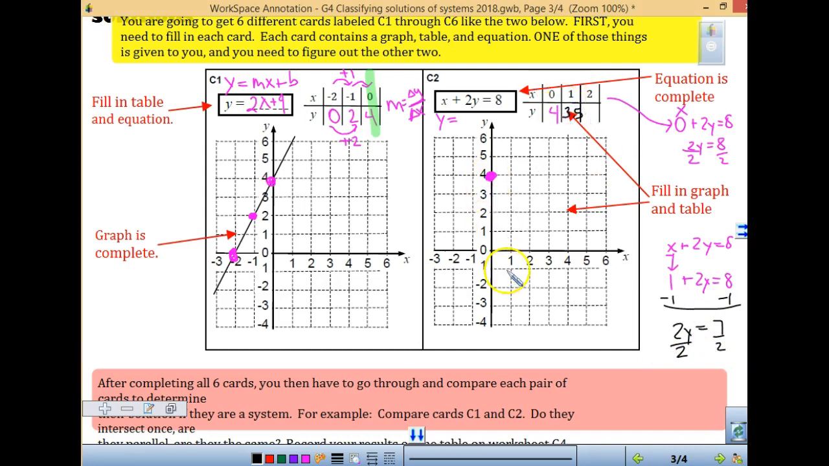So can you put 3.5 here? At 1, it's at 3.5. How do you graph that? Halfway in between, right? Then you're going to draw the line. You still have to do the 2, right?